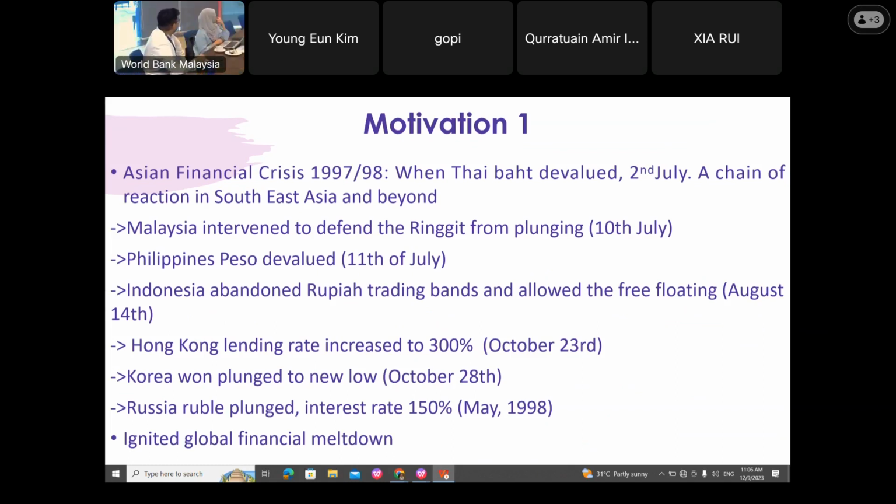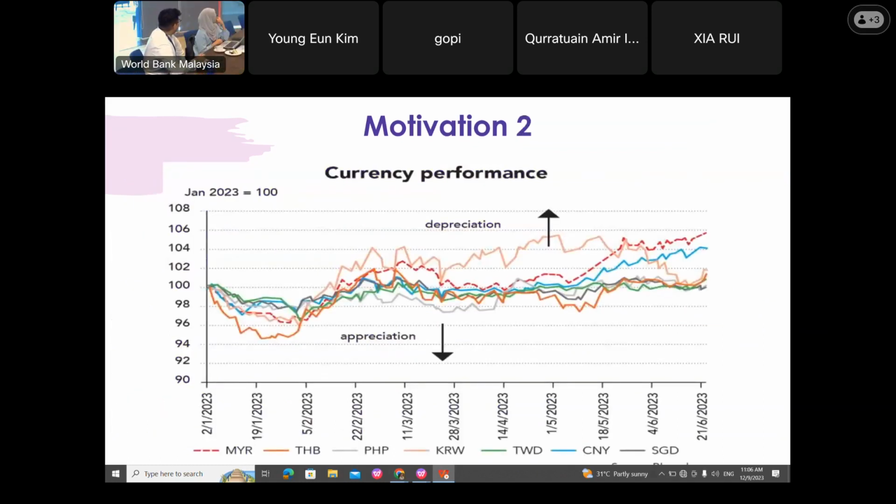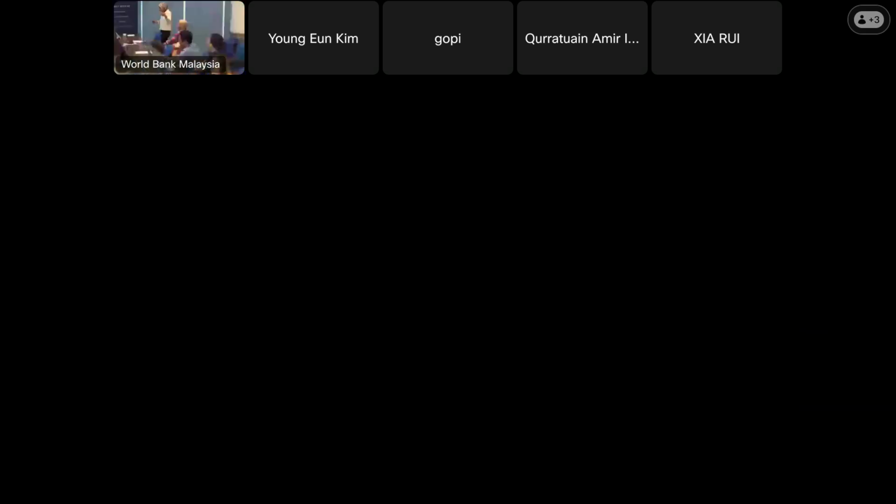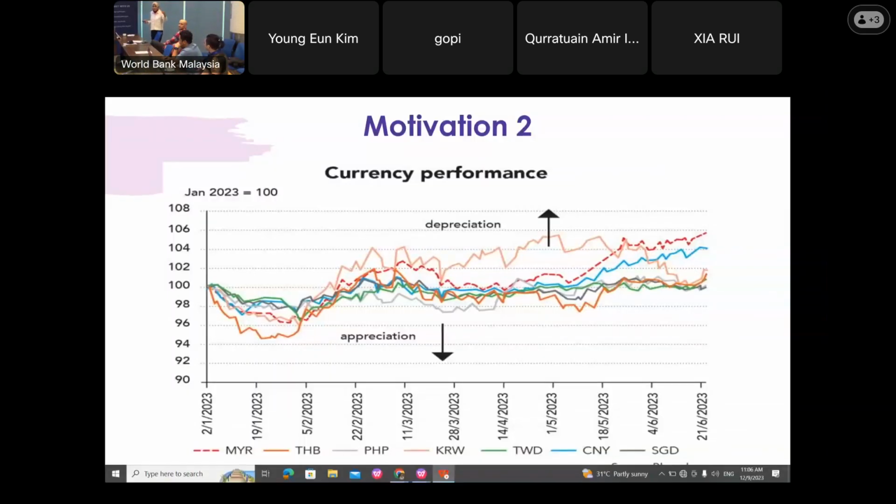Then the second motivation is new to us: the ringgit depreciation and movement for the past months, right? If you see here, this is taken from Bloomberg at the beginning of the year, this is where the index for the ringgit is. And 6 months later, the ringgit has depreciated roughly about 6%.